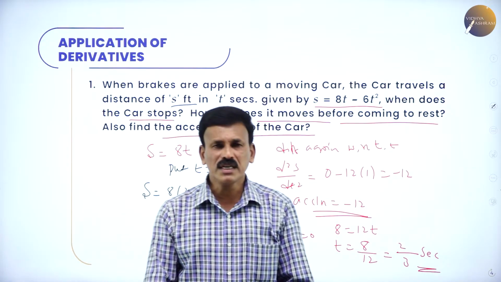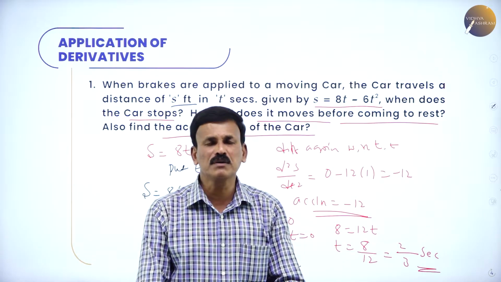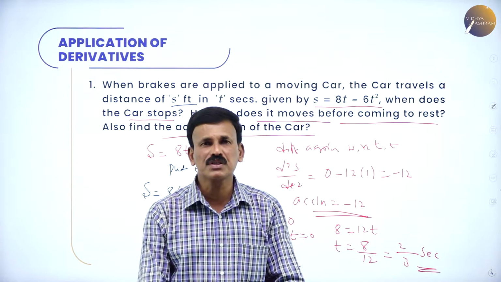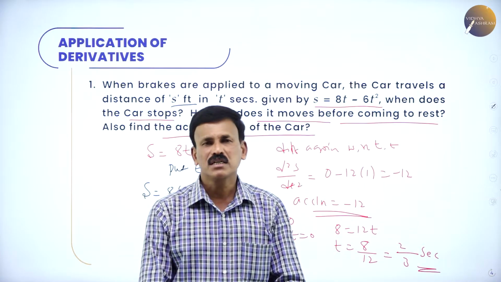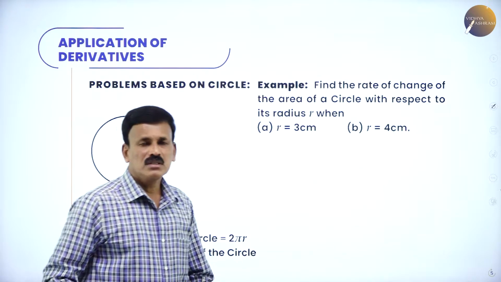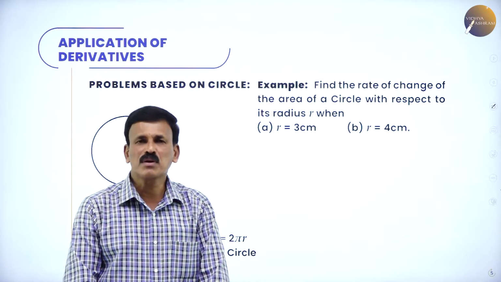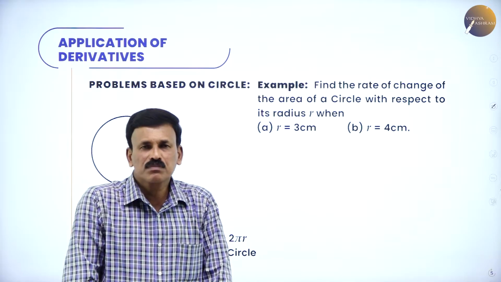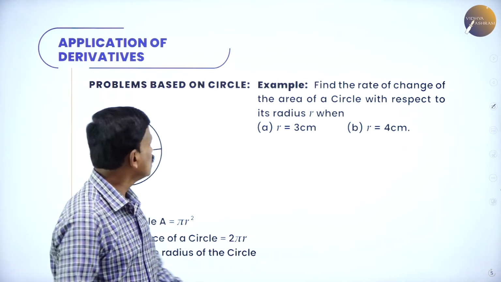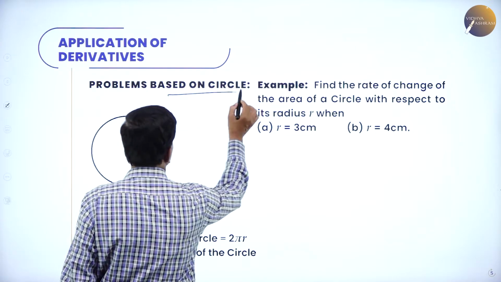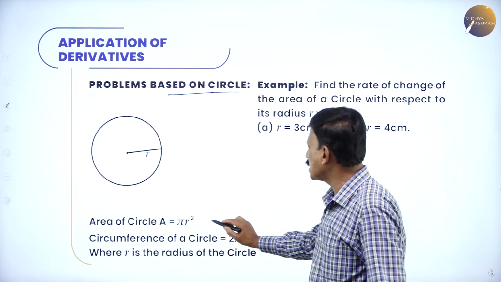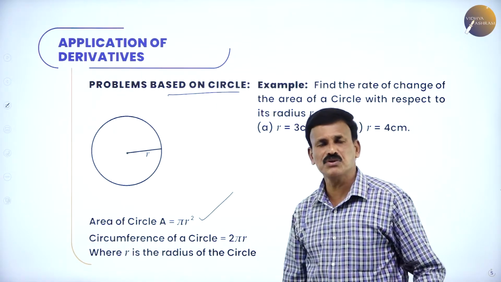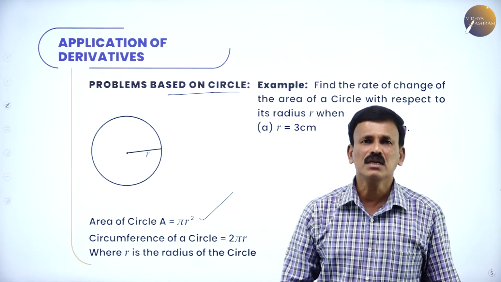Now come to the next type of problem. In the next type of problem, we are going to discuss the problems based on circles, rectangles and cones. Now let us discuss the problems related to circles. Suppose r is the radius of a circle, then the area of a circle is given by area is equal to pi r square.